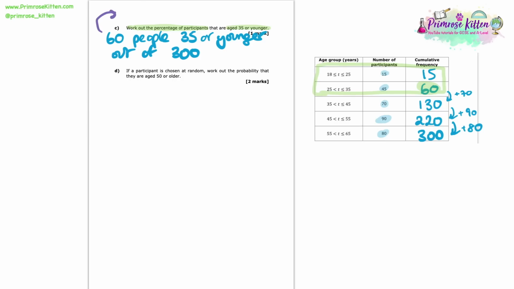So to get that as a percentage, we're going to do 60 divided by 300 and then times it by 100. Now that gives us an answer of 20%, which is our answer here.